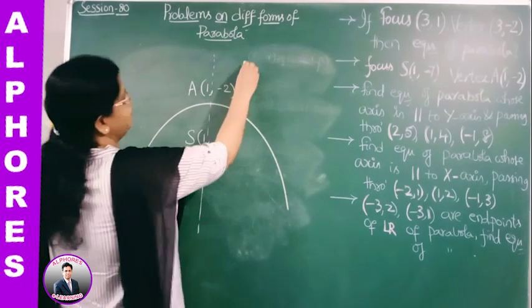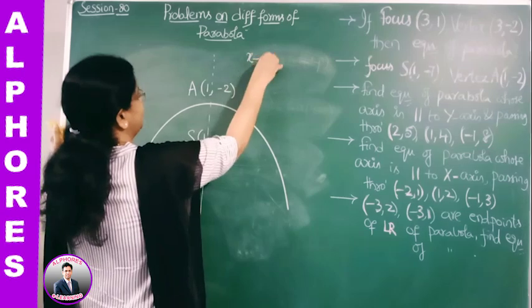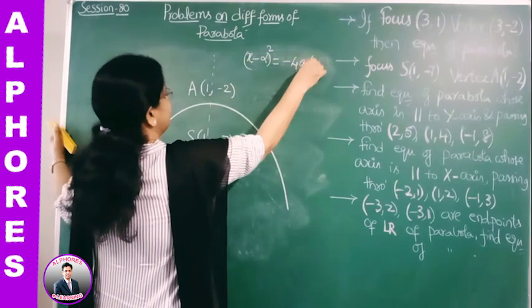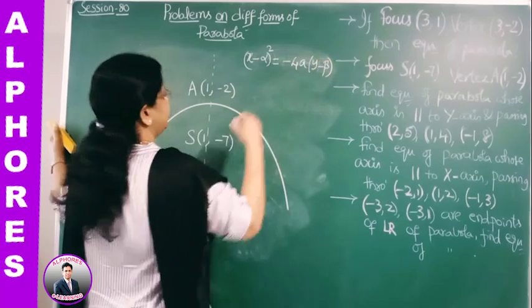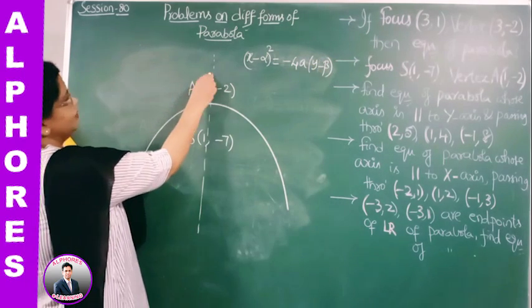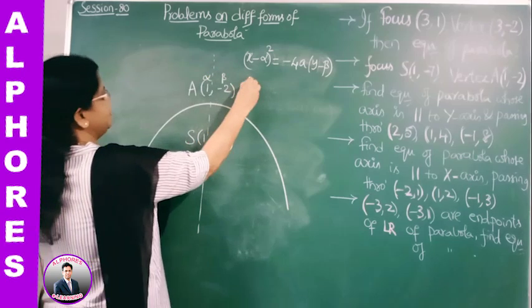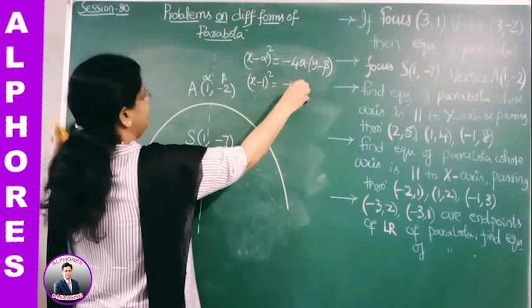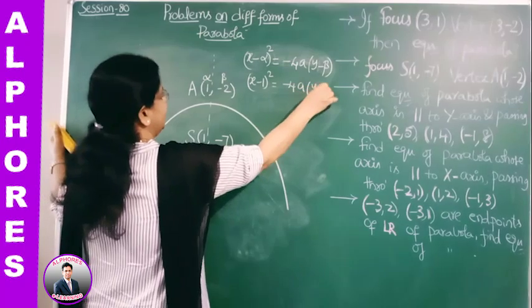Whenever it is downwards, what is our formula? (x - alpha) whole square equal to minus 4a times (y - beta), and this is our alpha and beta. So (x - 1) whole square equal to minus 4a into (y + 2), right?